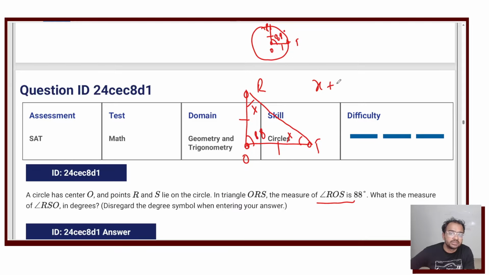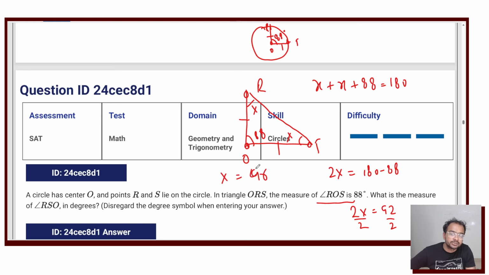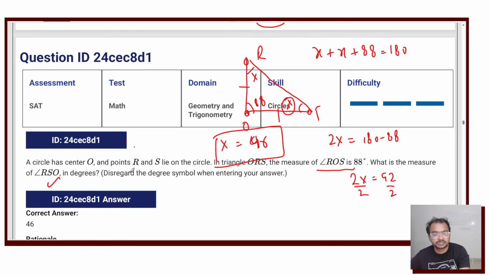You can just add all these equal and equate that to 180. So that will give you 2x equals 180 minus 88. So 2x equals 92. Dividing both sides by 2, I'll get that x is equal to 46 degrees. And this is what they're asking. The final question was related to RSO. This is RSO, x. So it's going to be 46.